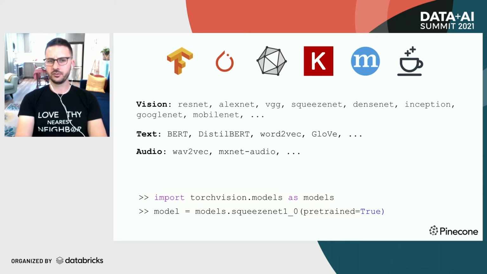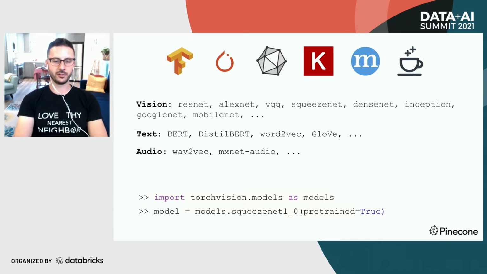It's used and available through all the big deep learning frameworks like TensorFlow, PyTorch, MXNet, Caffe, and Keras. You have very well known and available pre-trained models for vision like ResNet, AlexNet, VGG, SqueezeNet, DenseNet, Inception, GoogleNet, MobileNet, and so on. For text, some well-known ones are BERT, DistilBERT, Word2Vec, GloVe, and so on. And in audio, you have Wav2Vec and others. Those lists contain a very large variety of models and architectures, and differ in what data they were trained on, and so on.